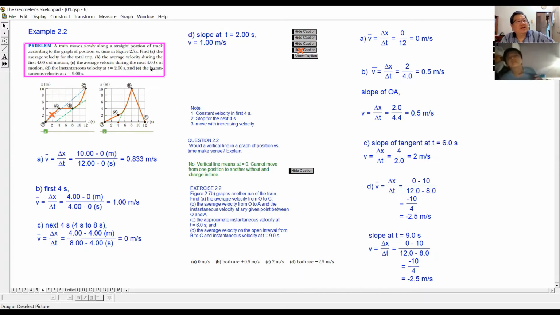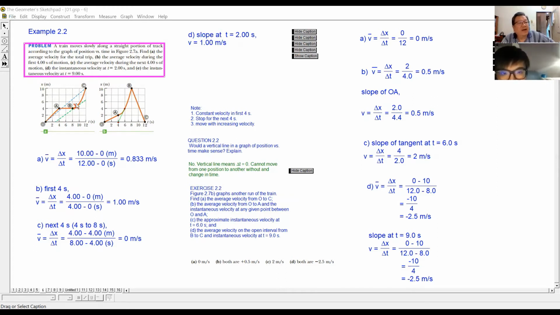Last part, the instantaneous velocity at t equals 9. Where is t equals 9? So I'm going to mark the point. t equals 9 will be in between, no? This is the point t equals 9.